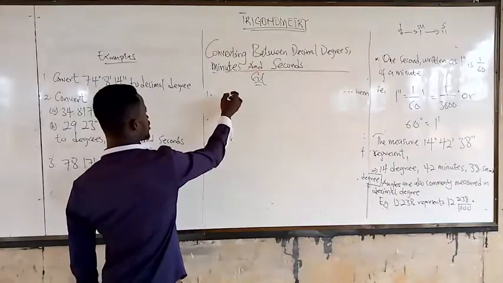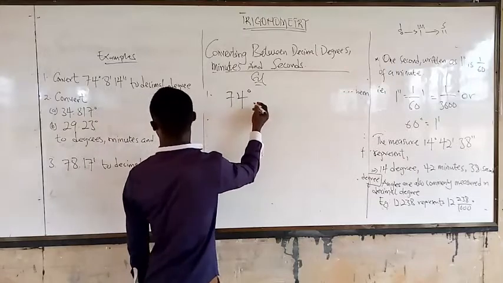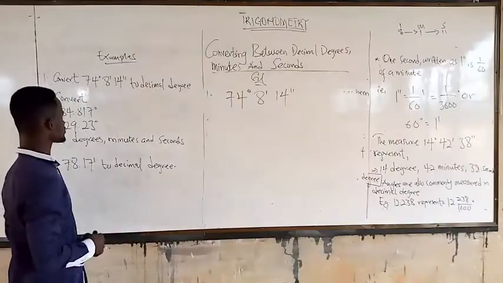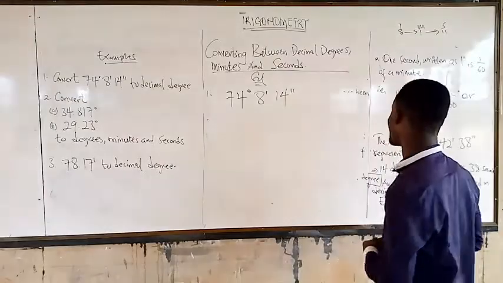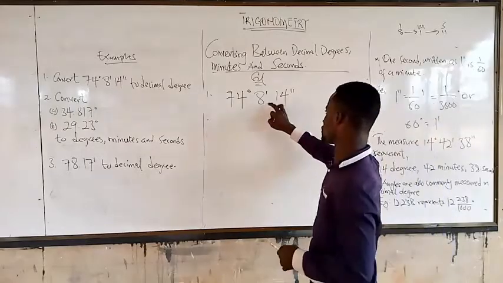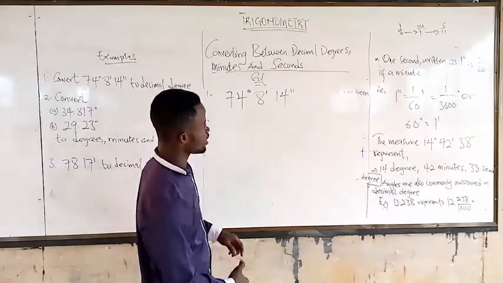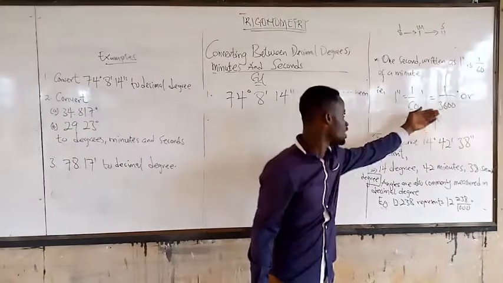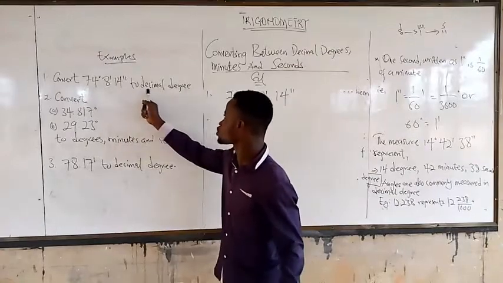Solution 1. Convert 74 degrees, 8 minutes, 14 seconds to decimal degrees. Please, there is no comma and there is nothing here, just split it small. Straightforward. You know that if it's minutes, we divide by what? 60. And if it's seconds, we divide by what? 3,600, like what we have here, because we want to get all in what? Degrees.